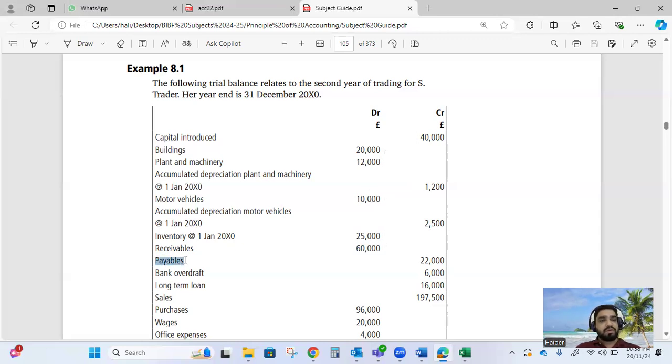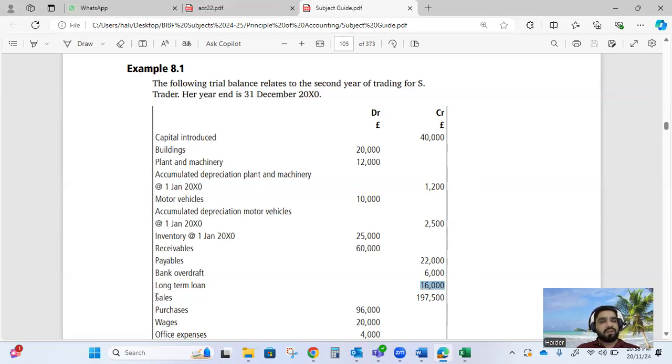Accounts payable is a current liability in the balance sheet. We will deal with this information in the balance sheet. The bank overdraft is a current liability and it has a 6,000 balance as a credit balance. Then we have a long-term liability. It is a non-current liability in the balance sheet. So in the initial phases, we are just categorizing the items into different financial statements.